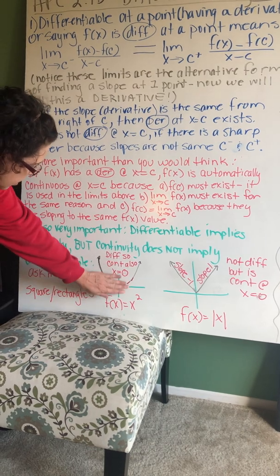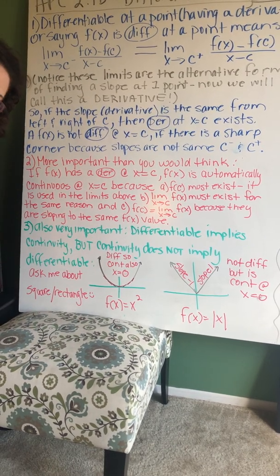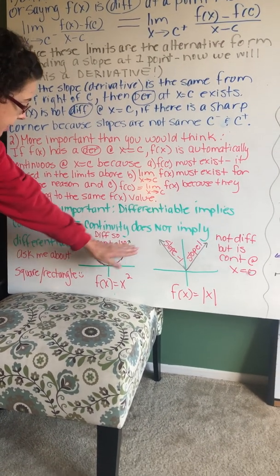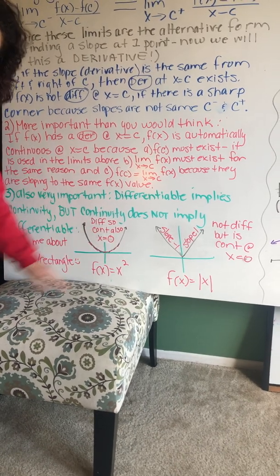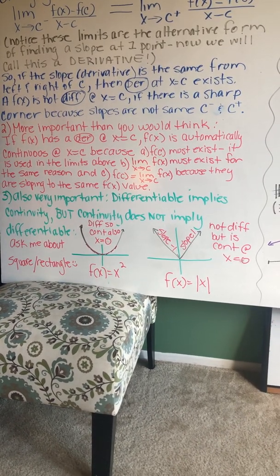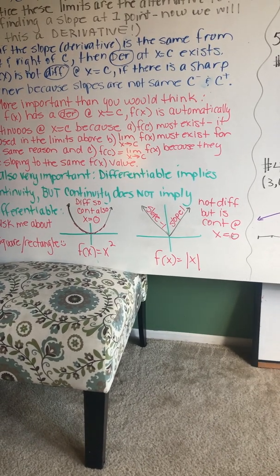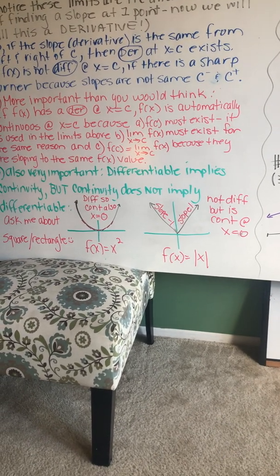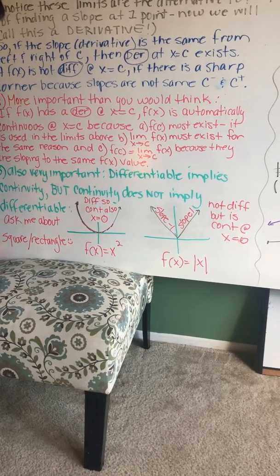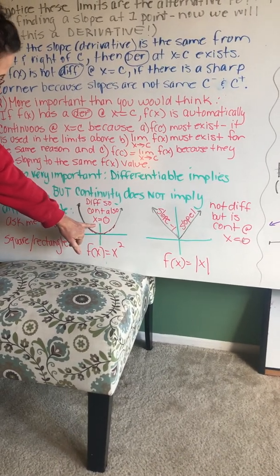Here's a graph of f of x equals x squared. Notice that this is a continuous function. This is the first time we're going to look to say that it's also differentiable. What do I mean by that? That it has the same derivative from the left and the right of x equals 0 in this case.